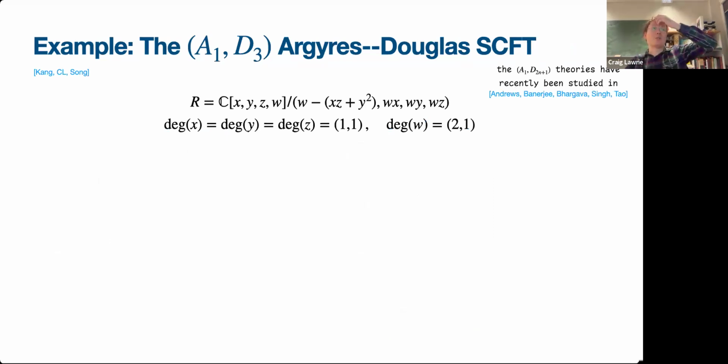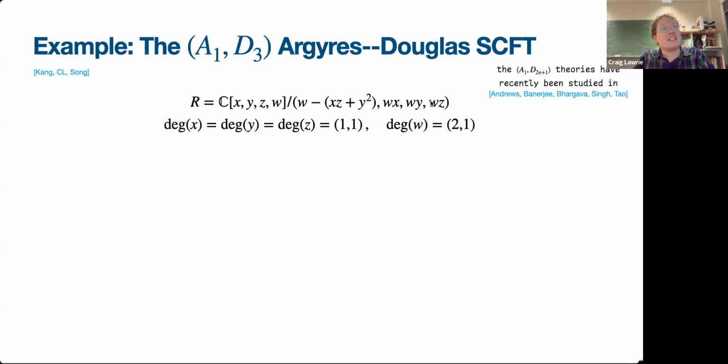Okay. Another example is the A1D3 Argyres-Douglas SCFT. Now this is where I draw us back to that little Z2, C2 mod Z2 quiver that I drew at the start, because the Higgs branch of the A1D3, and more generally the A1D2n plus 1, is C2 mod Z2. Okay, so I write down a ring. In this case, I'm not going to derive it from the VOA. I'm just going to write it down. But you should see this nice paper by these guys here, who recently studied this from the perspective of Zhu's C2 algebra.